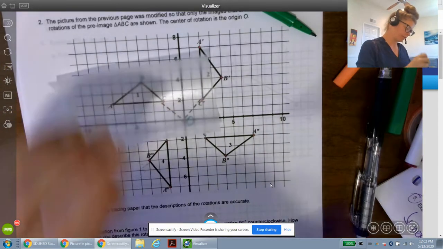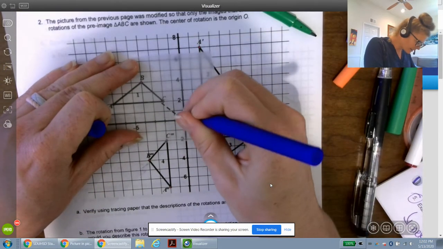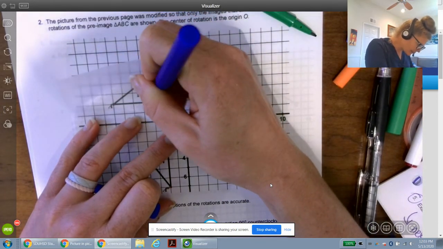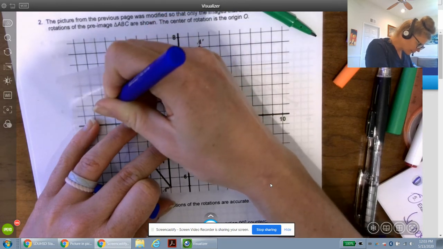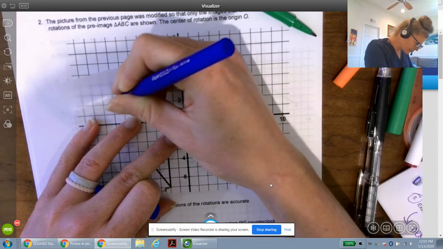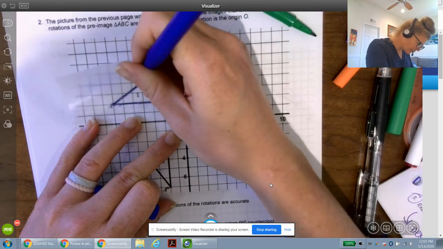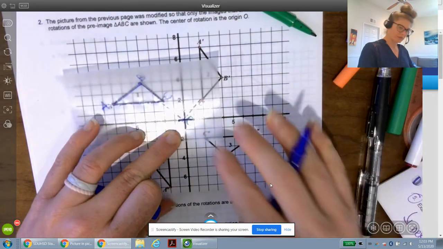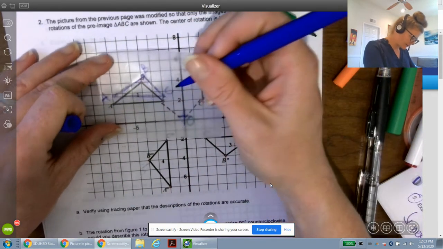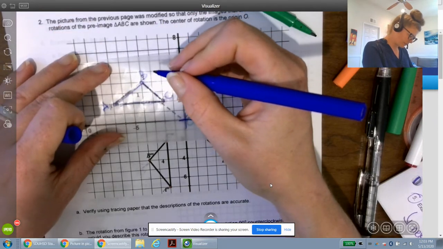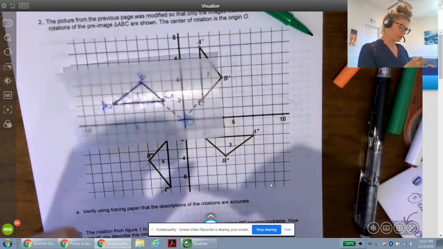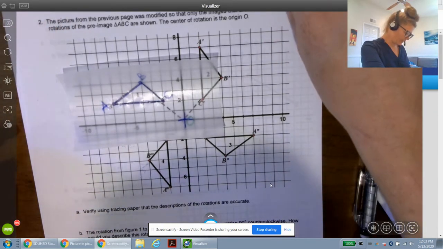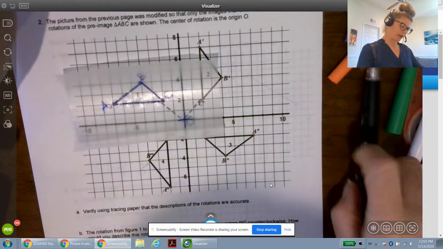Okay, so I'm going to trace my axis. I'm going to keep that as still as I can. And trace ABC. And sometimes making sure you can see those vertices can be really helpful later when you're doing your own rotations. So let's see. Verify using tracing paper that descriptions of the rotations are accurate.